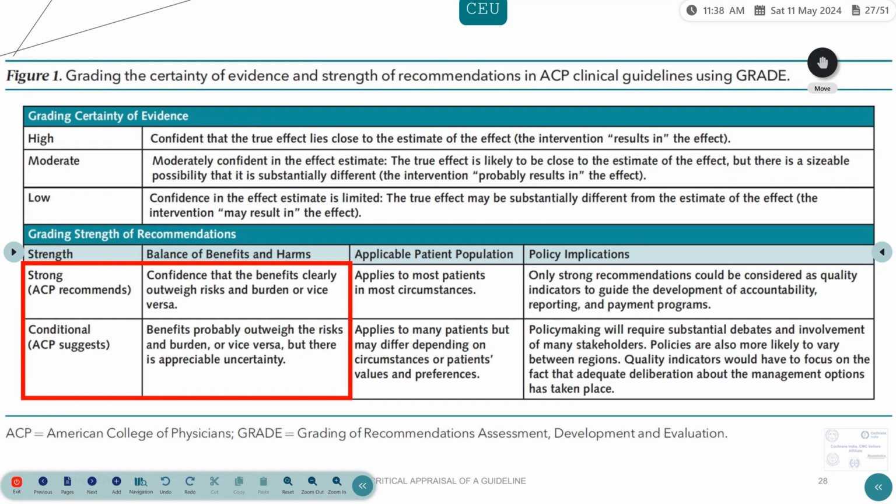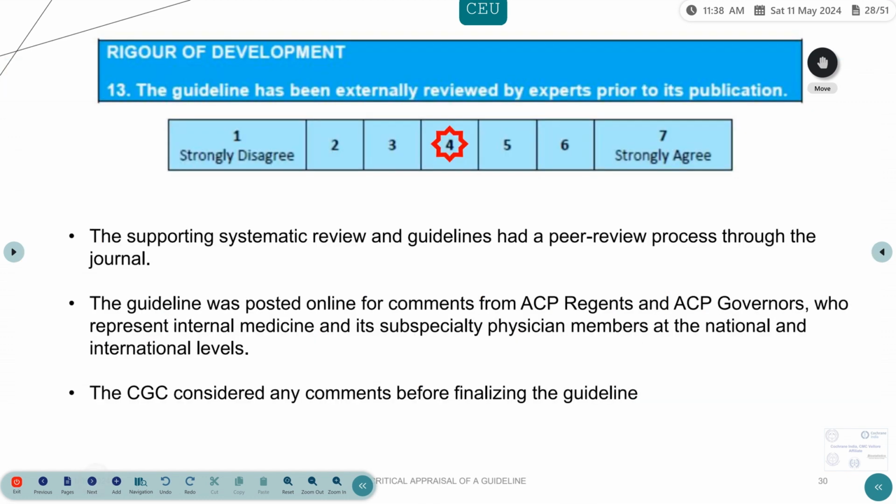So this is based on like this. They also gave what they mean by strong recommendation, what they mean by conditional recommendation, and how you can understand the recommendations itself or take it as a percentage of how you can use it. Strong means confidence that the benefits clearly outweigh the risk. Conditional means probably, but there is an uncertainty. So they left it to clinical judgment also. The guideline has been externally reviewed by experts prior to its publication.